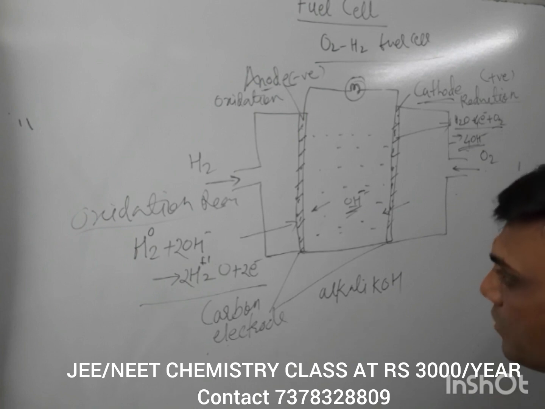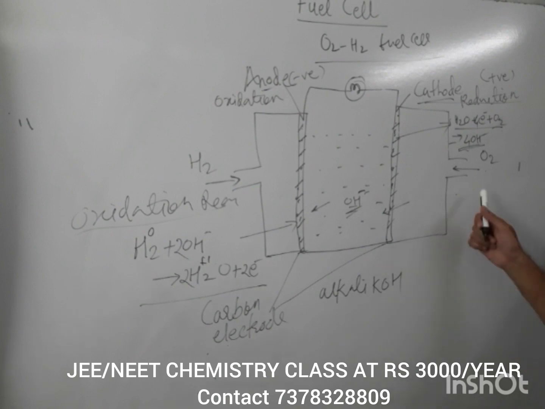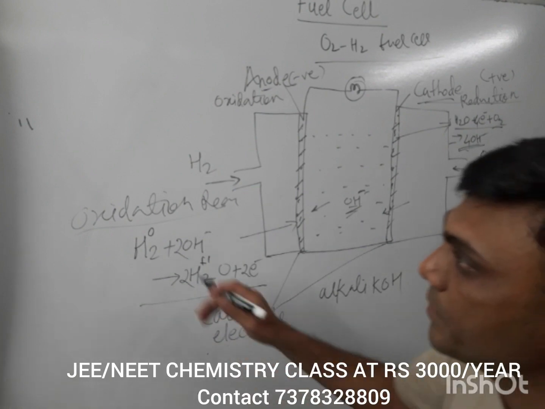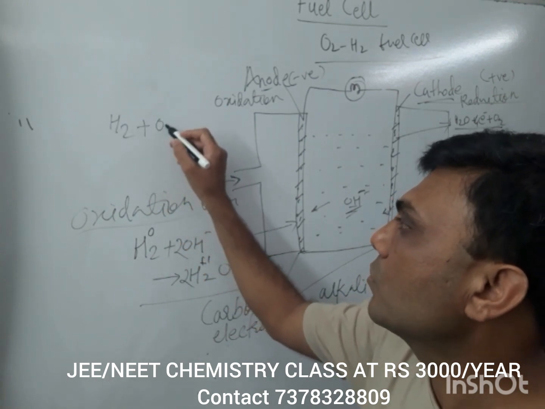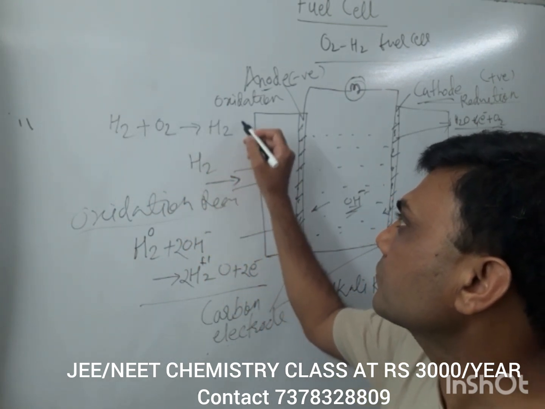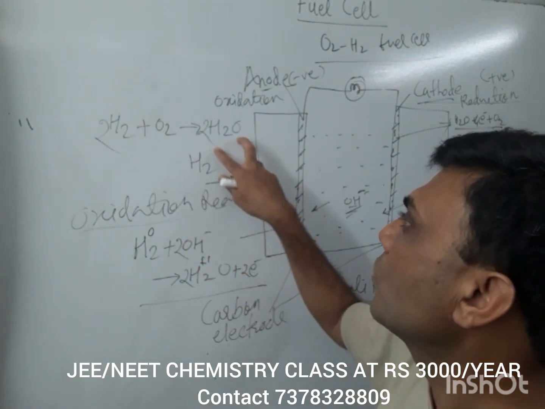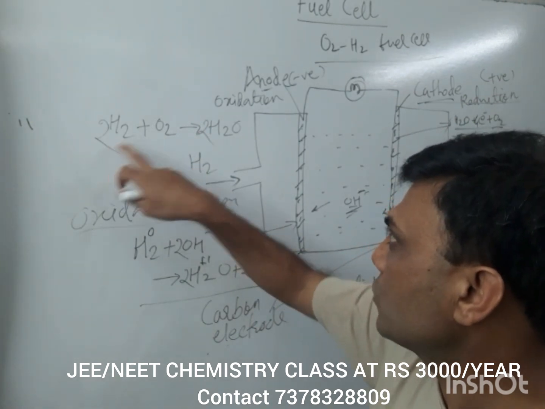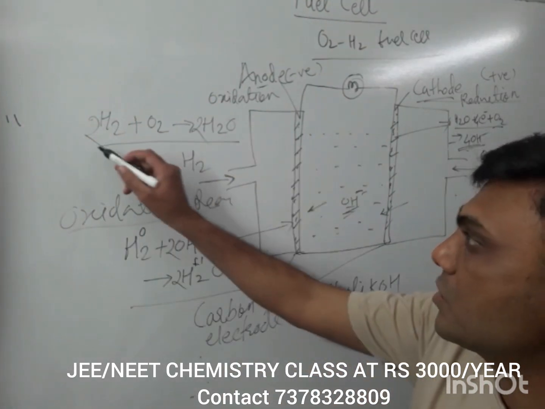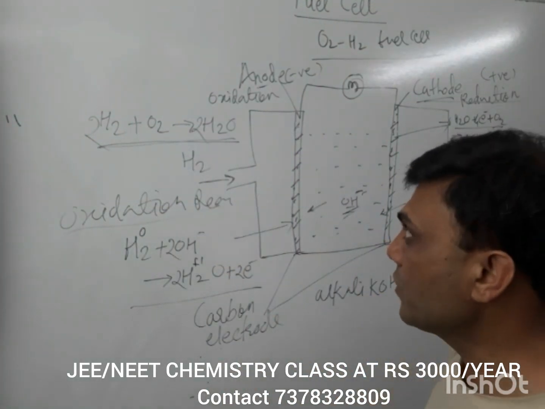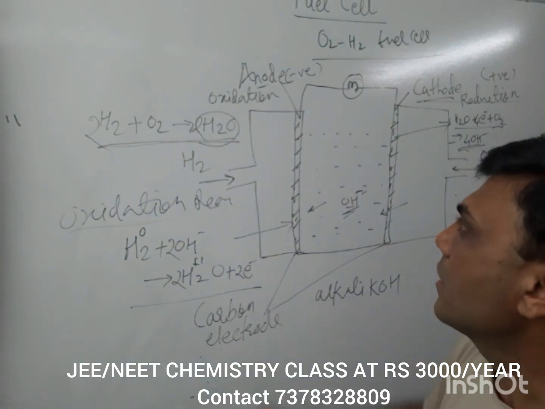Now for the overall reaction, if you add the anode reaction and the cathode reaction, there will be the overall reaction, that is the formation of water, H2 plus O2 gives H2O. 2H2O, 4 hydrogen also balanced, oxygen also balanced. This is the overall reaction of this fuel cell. In the fuel cell there is a production of water at the anode.